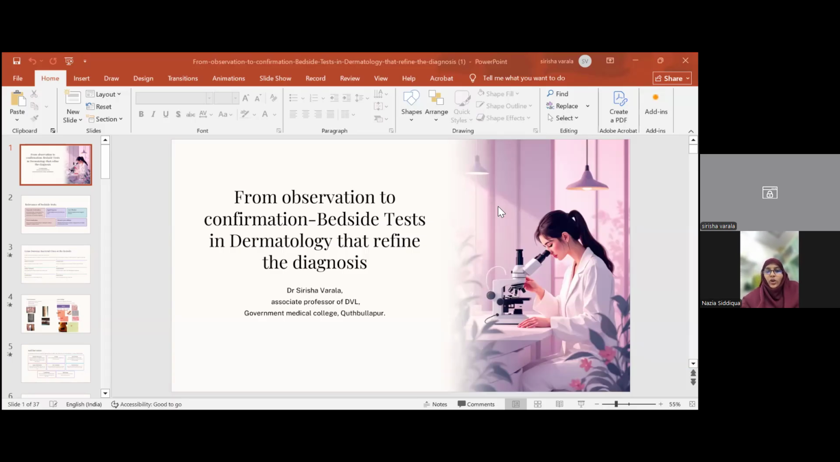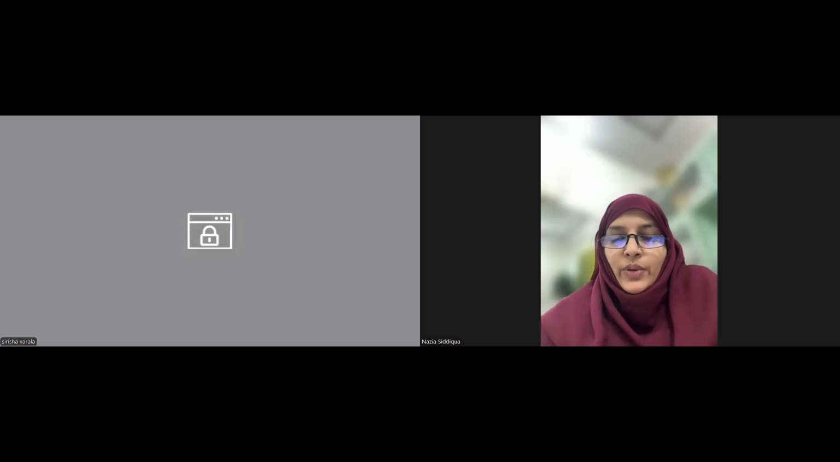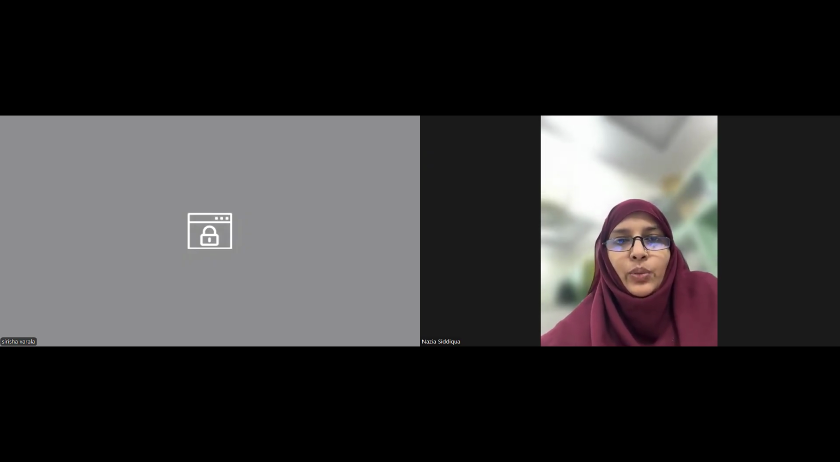And as you all know, this PG Mentorship Program is oriented towards postgraduate learning. So the topics discussed here will be very useful in the learning of the postgraduates, in their bedside clinics, and also in the examinations. Can I request Dr. Sirisha Varala to please take up and start her presentation?